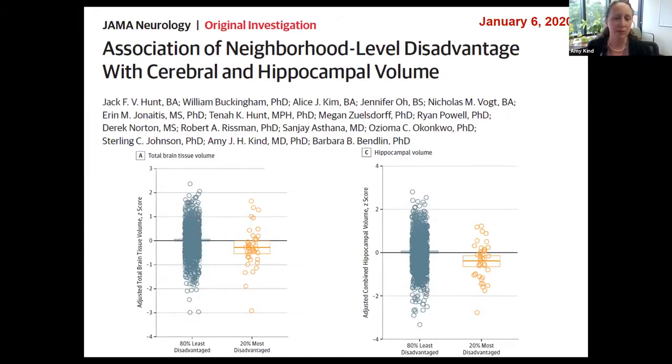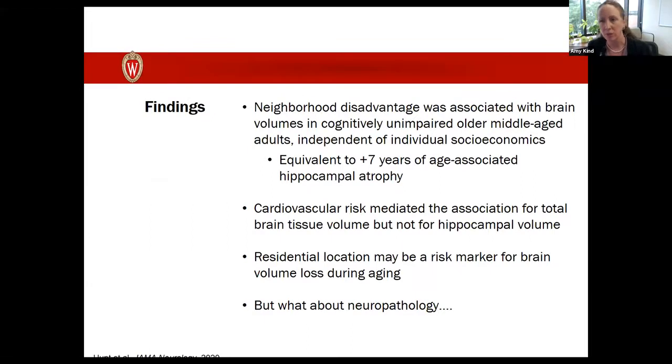To summarize this work, what we found is that individuals living in the 20% most disadvantaged neighborhoods showed lower total brain tissue volume and lower hippocampal volume. And even after adjustment for individual socioeconomics, including race, education, and SES, that is income, these changes persisted. It was equivalent to about 7 years of age-associated hippocampal atrophy. Interestingly enough, cardiovascular risk mediated the association for total brain tissue volume, but not for hippocampal volume. Of course, these findings need to be replicated in larger studies and in other cohorts, but it does raise the potential that residential location may be a risk marker for brain volume loss during aging.